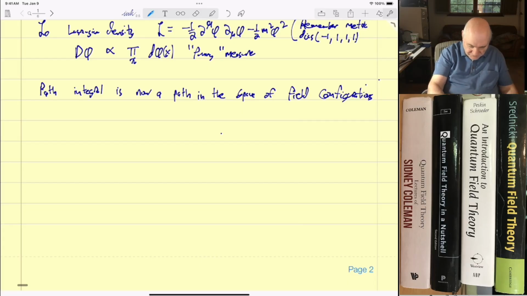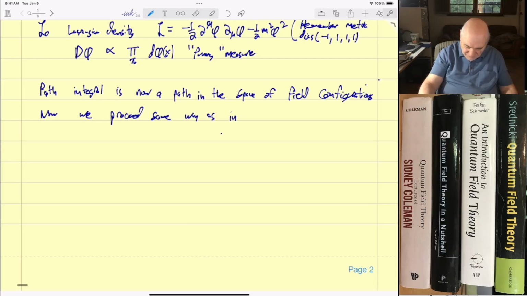Now we proceed the same way as in the harmonic oscillator.